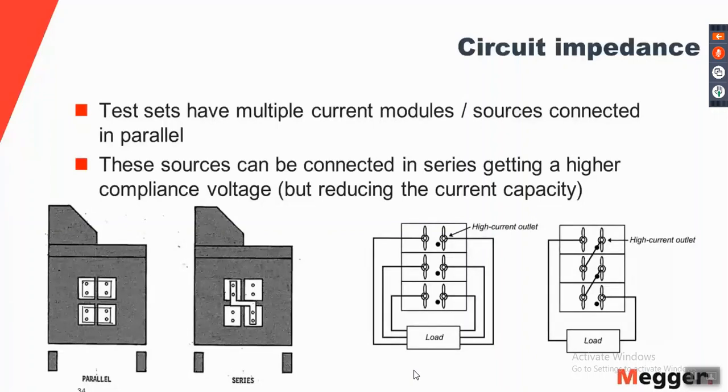So for example, if you have two sources which are connected in parallel normally, and the compliance voltage is V, the current capability is I. If you connect those two sources in series, now you'll get a compliance voltage that is twice V, but the current capability will be reduced to half of I.